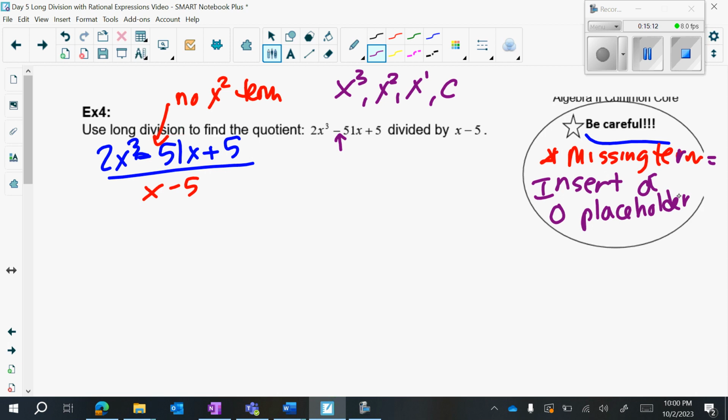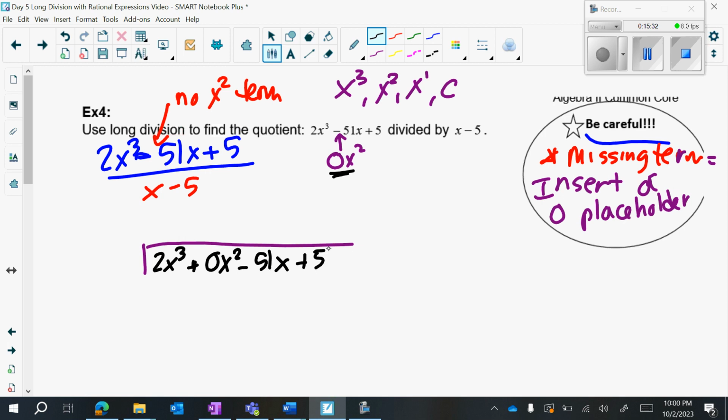So in this case, there's no x squared term. So we're going to insert a 0x squared in between the 2x cubed and the 51x. So when I write it under the little, whatever this is called, I'm going to write 2x cubed, and then I'm going to put the placeholder 0x squared negative 51x plus 5. The reason why is because I want all my terms to line up nicely when I do this term by term. Okay, so now let's see what happens.